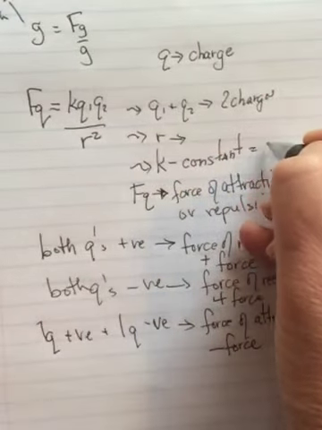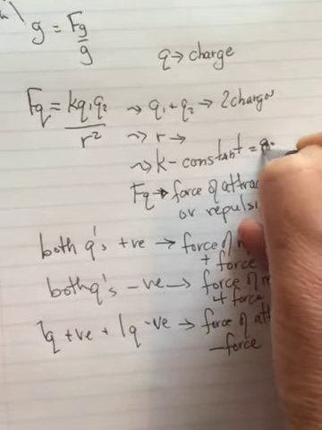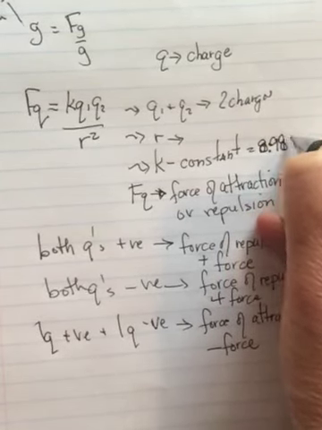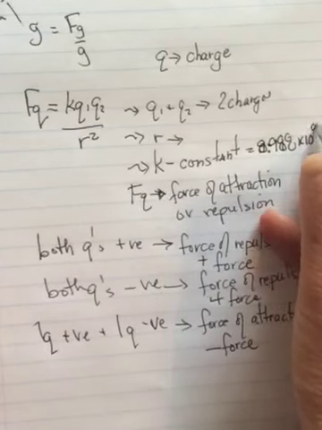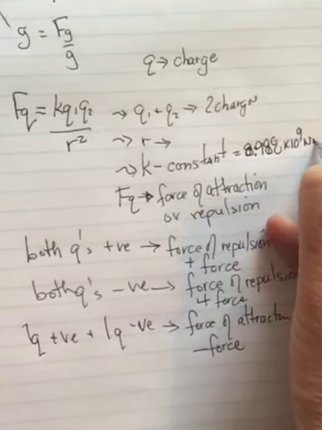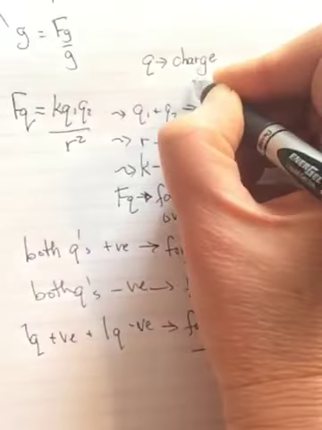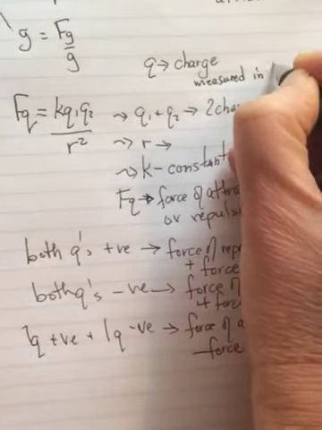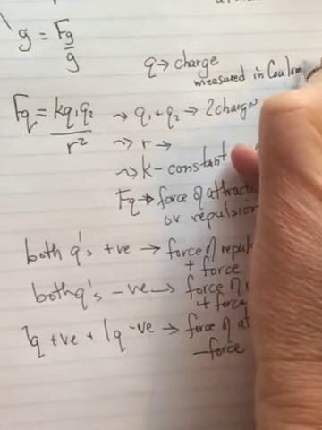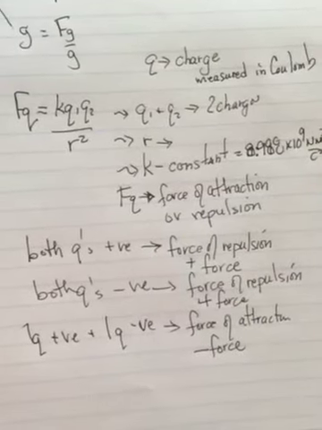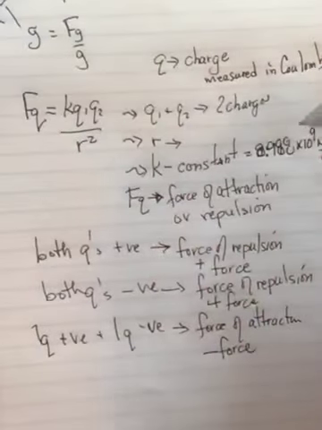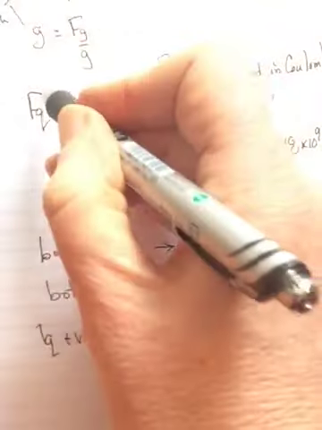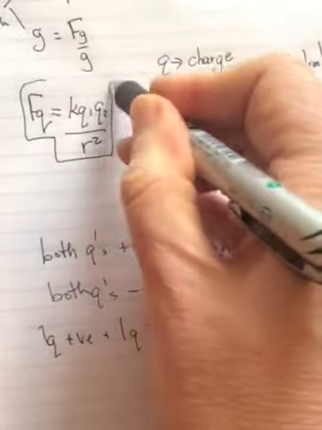K, constant, is really 9. Well, I guess in Science 12.2 we use 8.988, I think it is, times 10 to the 9th newton meters squared per coulomb squared. Charge is measured in coulombs. Unit of charge is coulombs. In physics, we round this to 9 times 10 to the 9th, and we don't use it very often in Science 12.2, and it is in the back of your physics textbook if you need it. Okay, so that's the electrostatic force.